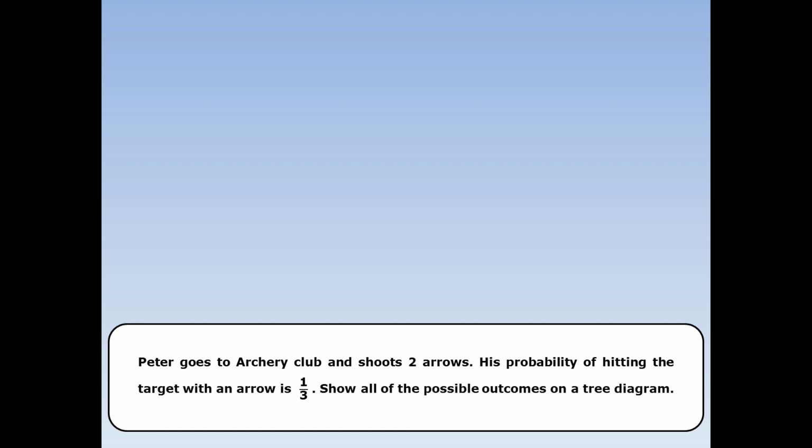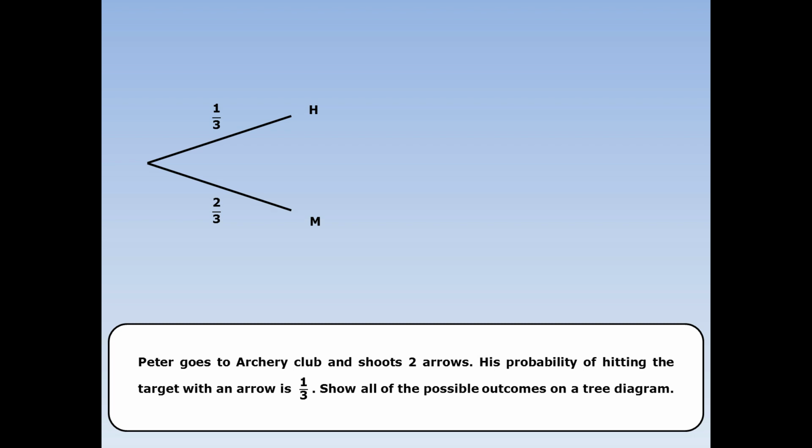First of all, we draw the first arrow he shoots. He could get a hit or a miss. Then we put on the probabilities. The chance of a hit is a third, so the chance of a miss must be 2/3.